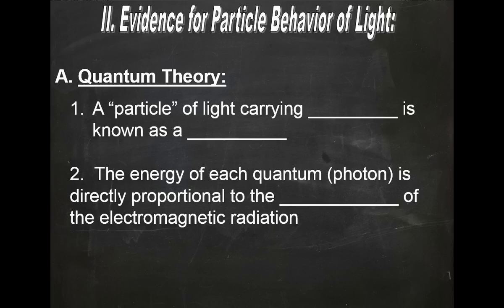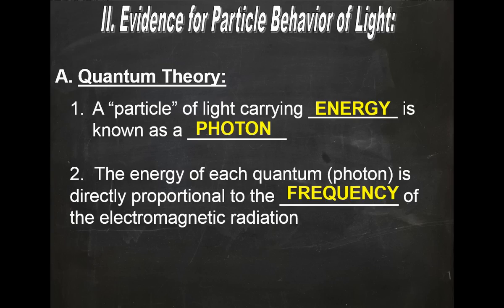Now around the turn of the 20th century, we came up with a new theory of light, and this was that light can also behave as a particle. A particle of light carrying energy is known as a photon. The energy of each quantum photon is directly proportional to the frequency of that electromagnetic radiation. So through the work of Albert Einstein, we've proved that light can actually be quantized, or set to be a specific amount for an individual particle. We call that particle a photon.